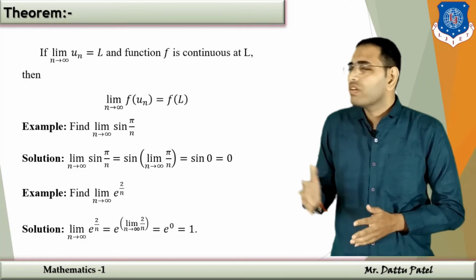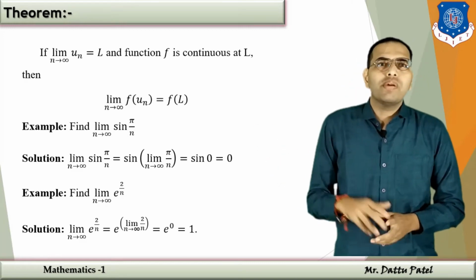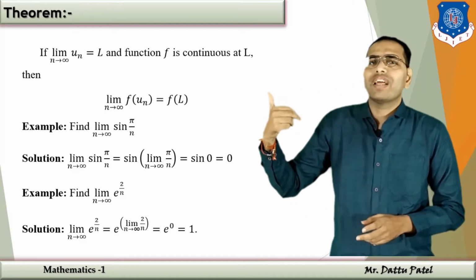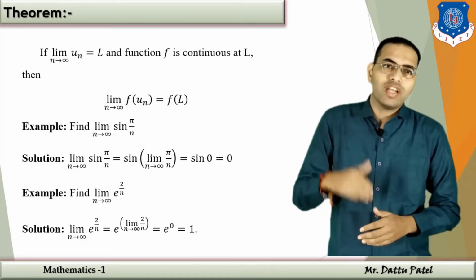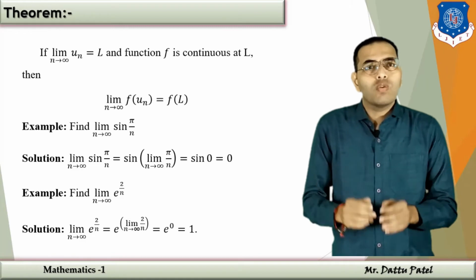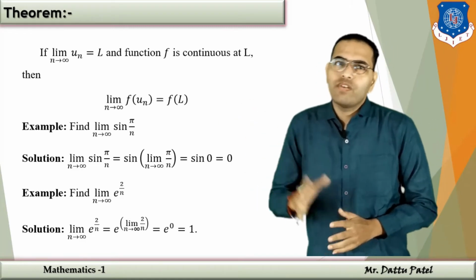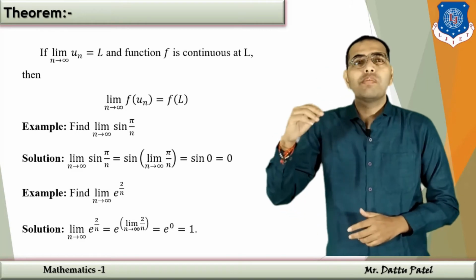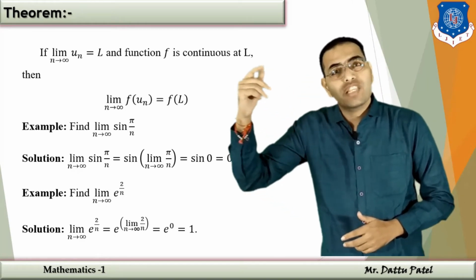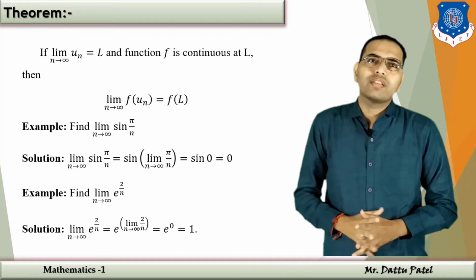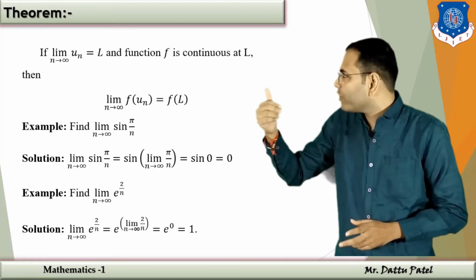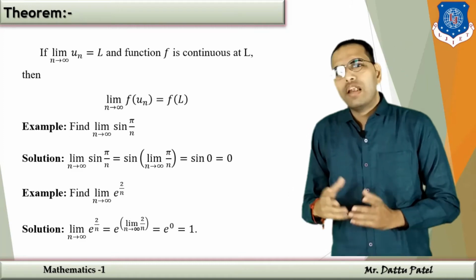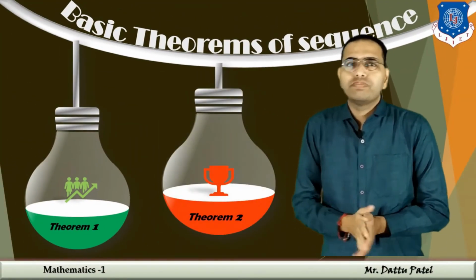Now let's start with one more example. Limit n tends to infinity of e raised to 2 by n. Here e raised to 2 by n is indicated by the exponential function. The exponential function is always continuous everywhere. Now we apply the limit in the exponential function, then the limit goes to the exponent part. Then we get e raised to limit n tends to infinity of 2 by n. Now applying the limit, we get e raised to 0. Then the value of e raised to 0 is 1.